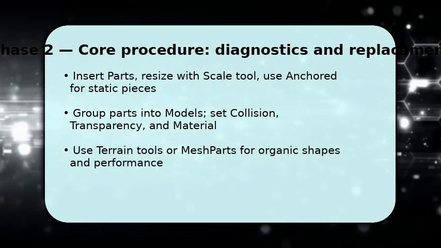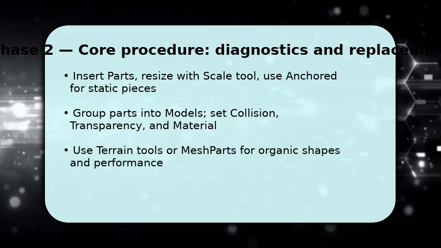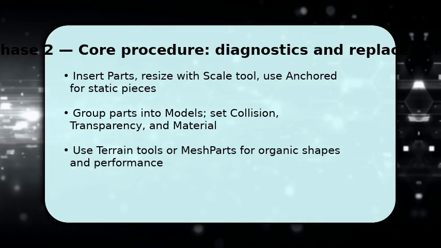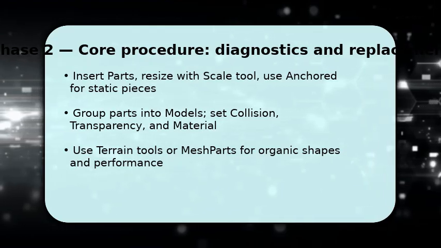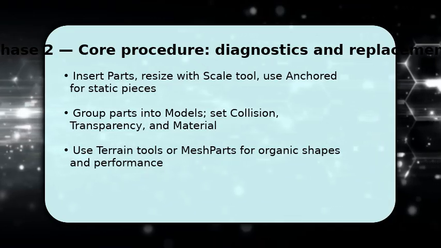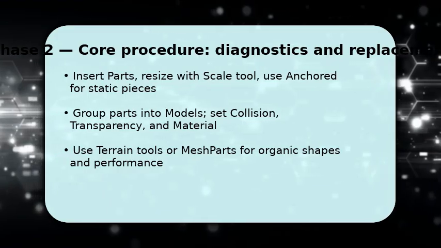Now you build the space. Insert parts for walls, floors, and props, and use the scale and rotate tools to match desired proportions. Make sure to anchor static pieces so physics won't move them, and group related parts into a model for easier manipulation. Once grouped, adjust collision, transparency, and material to balance visuals and performance.